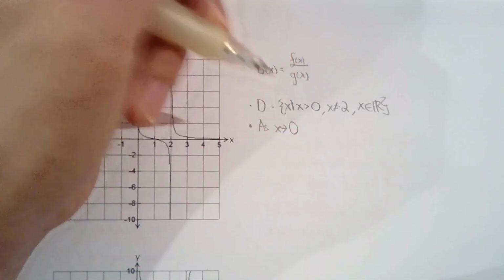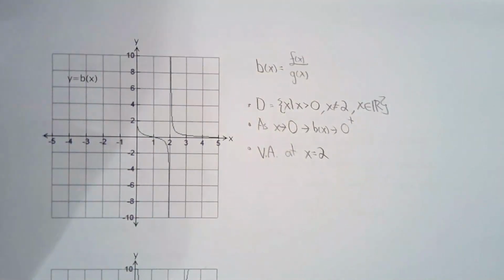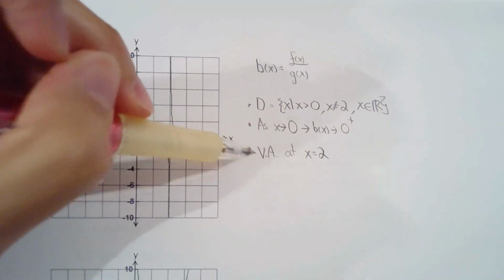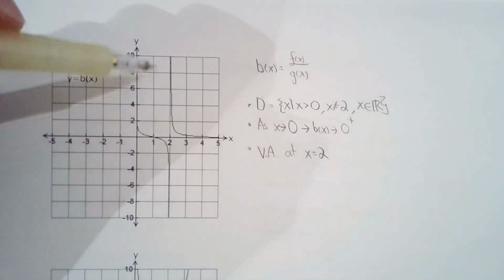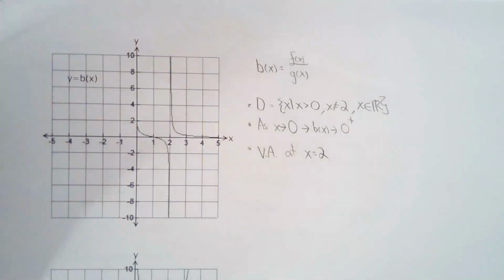So as x, I'm going to talk about end behavior again. As x approaches 0, b of x approaches, let's look at the graph, 0 from above. All right, what else? Let's say there's a vertical asymptote at x equal 2. And I'm pretty certain that this point is also conclusive. If the function only has one vertical asymptote at x equals 2, it must be f over g.